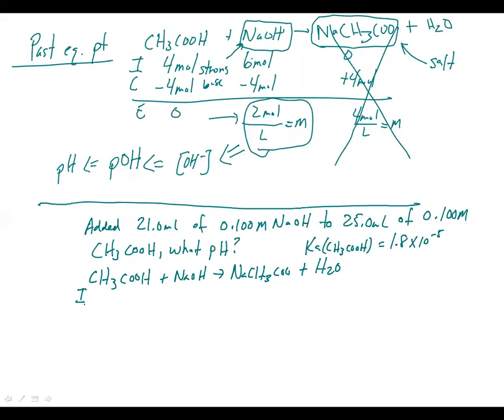So for our acetic acid, we're going to take 0.025, which is 25 milliliters converted into liters, times it by our 0.1 gives us 0.0025 as our starting amount here. We're also going to do the same thing for our sodium hydroxide, 0.021, which is 21 milliliters converted to liters, times it by 0.1 gives us 0.0021 here. This would be 0. Any questions on that so far?